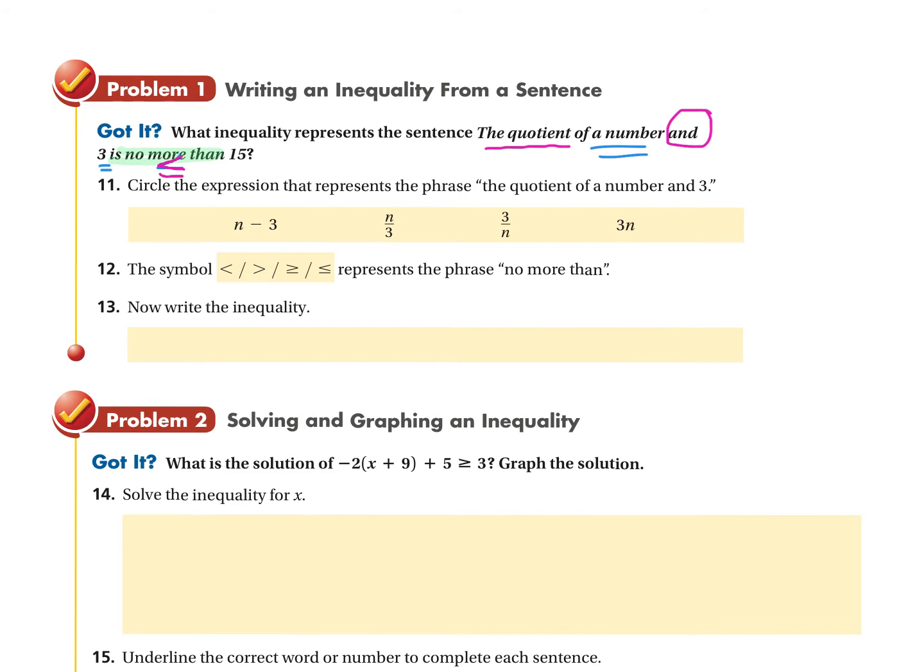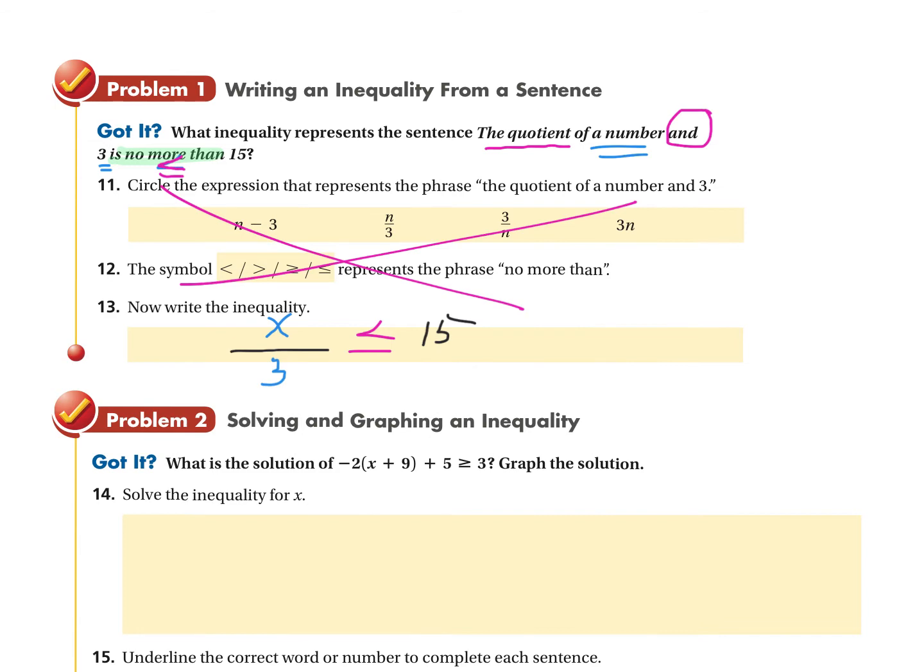So let's see, I don't always like what they do here, so we're going to write our inequality down here, because sometimes their little helpfulness is a little bit more confusing. The quotient means that we're going to have a division here, and of a number, if you don't know what it is, you're going to let it be X, and 3 is going to go down here. Then no more than is going to go here, less than or equal to, and finally 15 is going to go on the other side. So that is your inequality. They didn't ask you to solve it. You're just translating from words into your algebraic inequality.